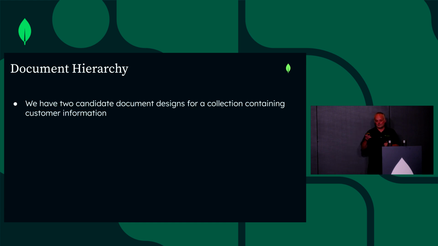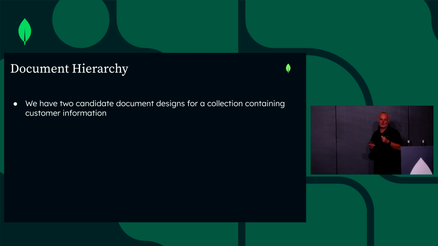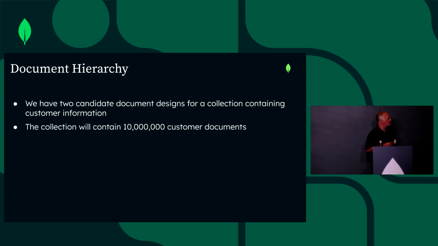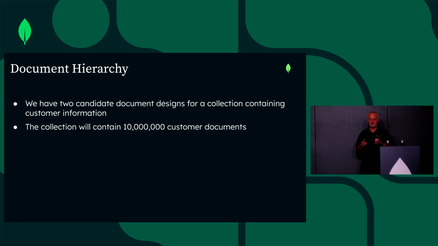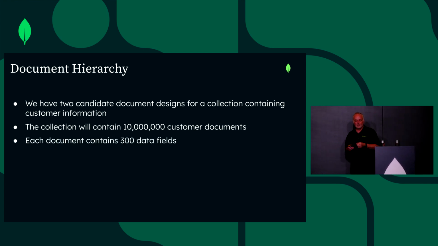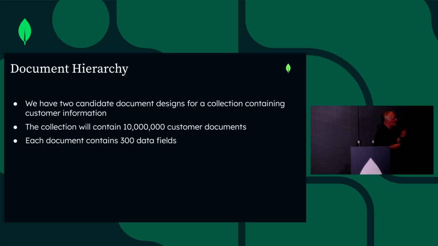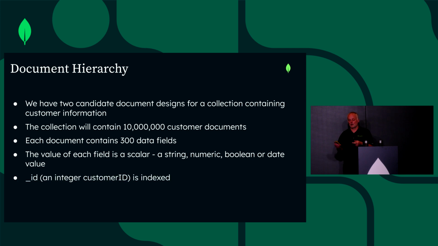Okay, so document hierarchy. So we've got 2 candidate document designs for our collection containing this customer information. The collection is going to contain 10 million customer documents. So in both cases, we're going to have one document per customer. And each document contains 300 data fields, so a bit more than I showed there. And the value of each field is a scalar, so we've got no embedding, no arrays, no embedded objects. And the only index we're going to have is on the underscore ID.